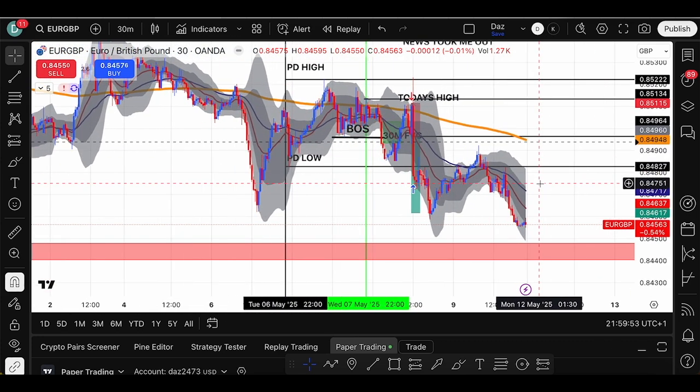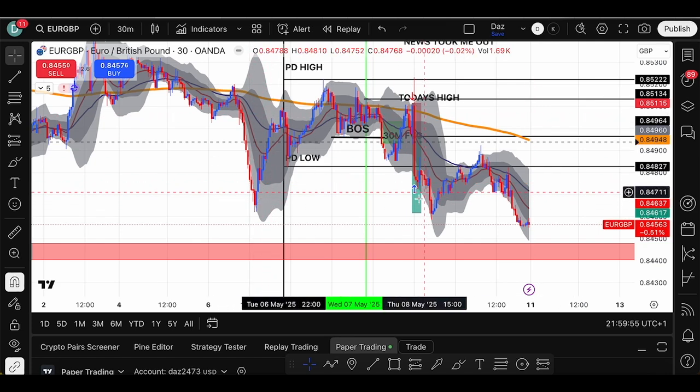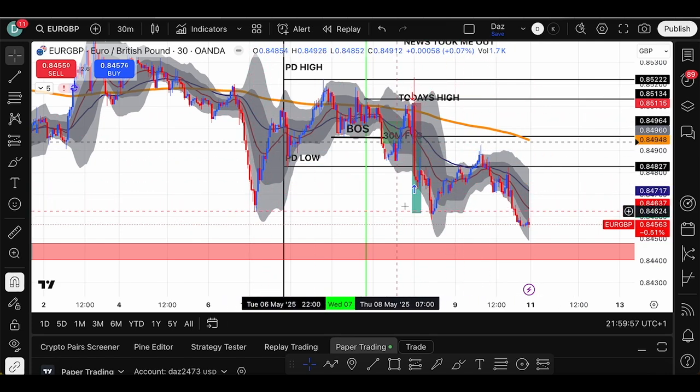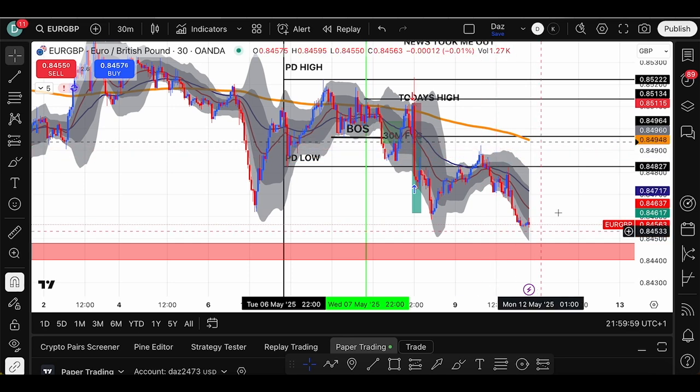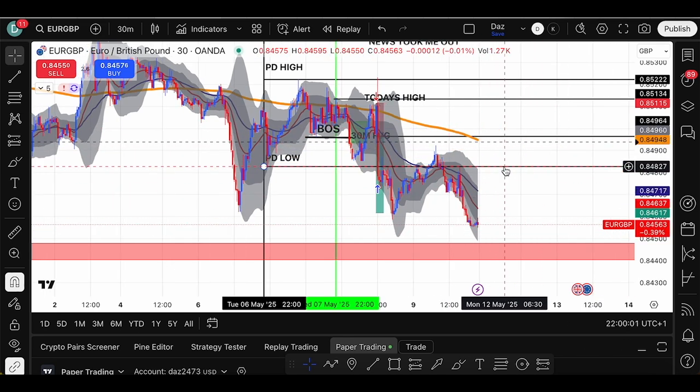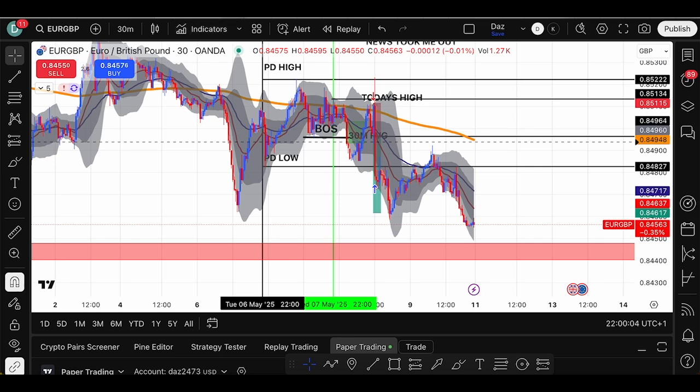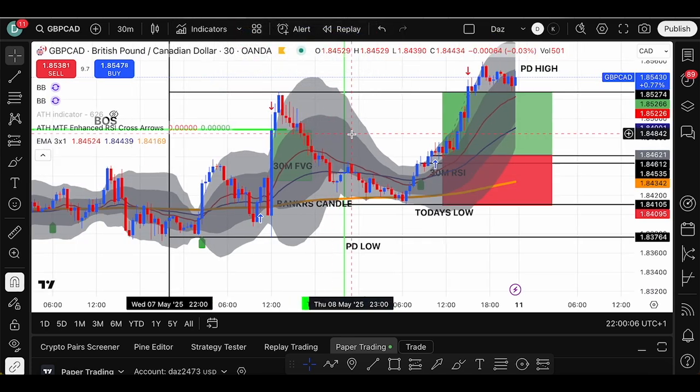So I'd want a bit more of a structure break and then pull back. And look, broke structure here, pulled back, but didn't pull back far enough. That would have been, if it did, it could jump in there. But yeah, okay. So there's one there. Let me look at another one.